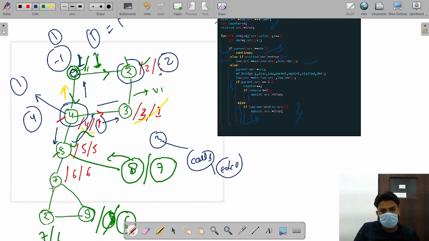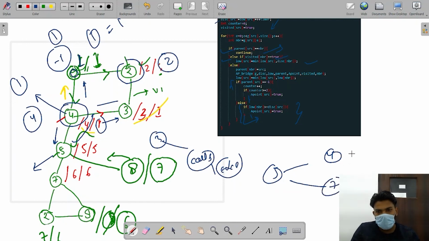But this 5 is an articulation point. Why? Because this condition will run for 5. 5 has 2 neighbors, 4 and 7. The low value of 4 is 1, and the low value of 5 is 7 also. But we cannot consider this path, because it should be ignored, since it is the parent call. We only have to check at that stage.